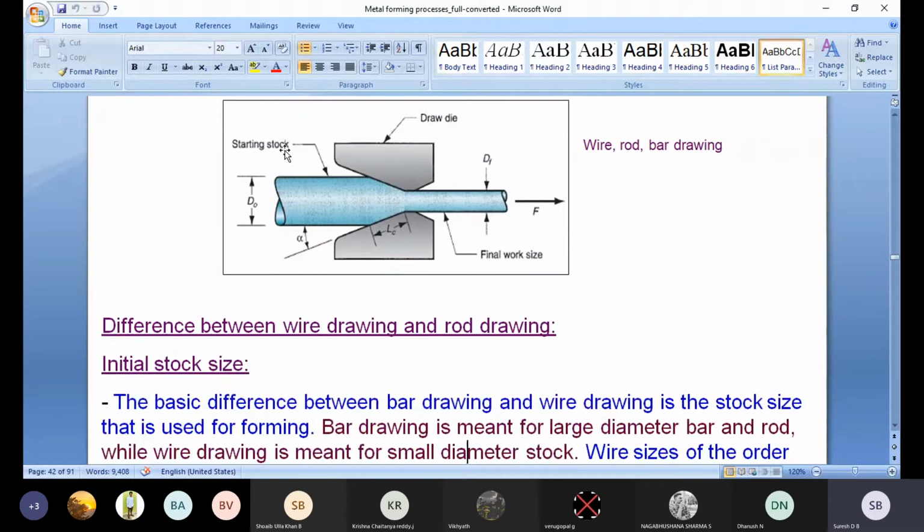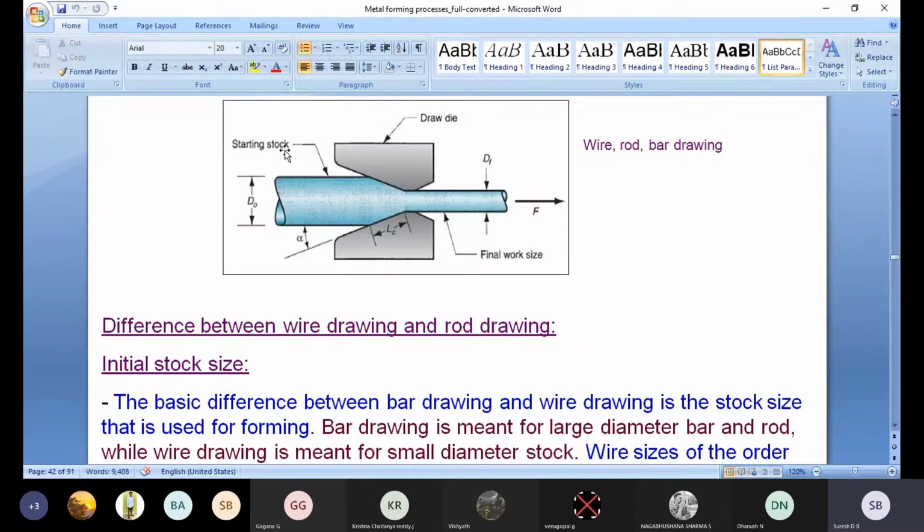wire drawing and rod drawing: what is the difference between wire and rod? Any difference between wire and rod? Sir, the wire diameter will be smaller compared to rods. Okay, the diameter of wire is very small compared to the rod. That is the main difference between wire and rod drawing.